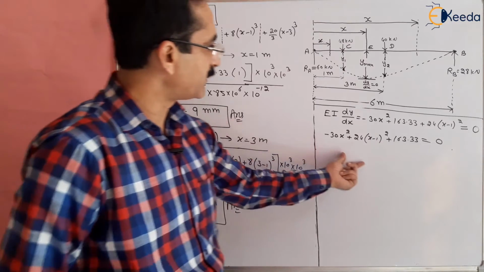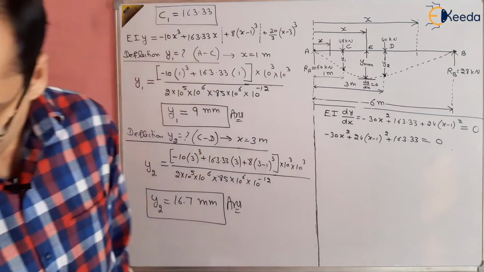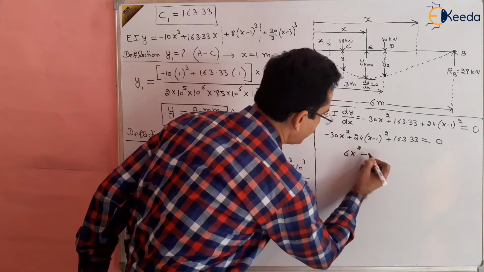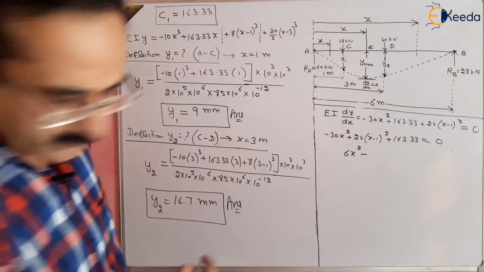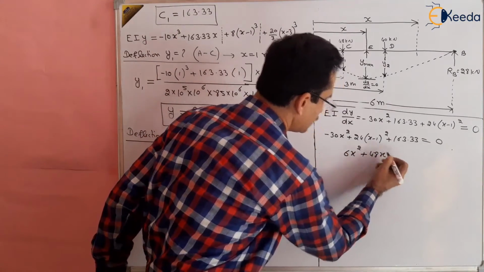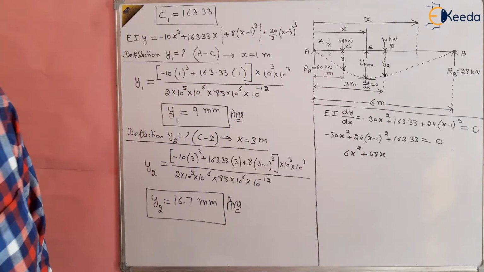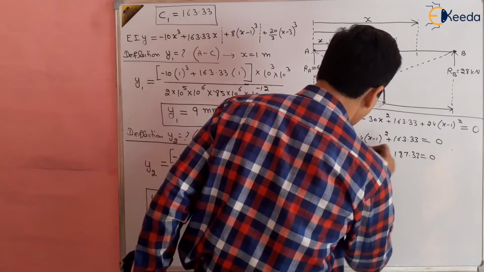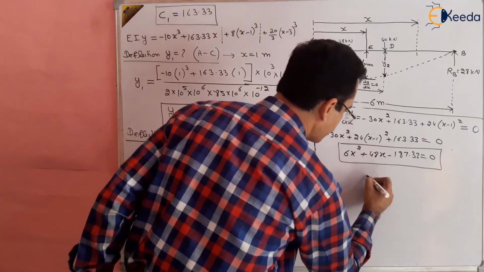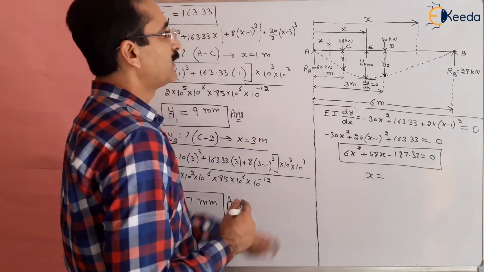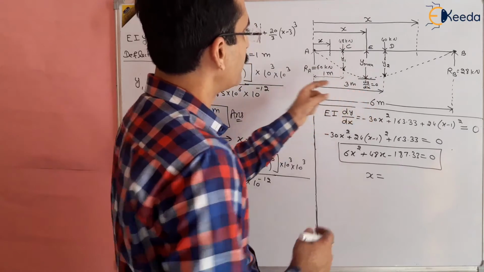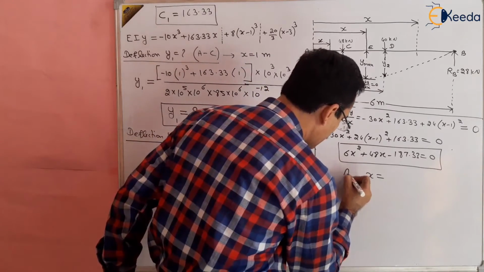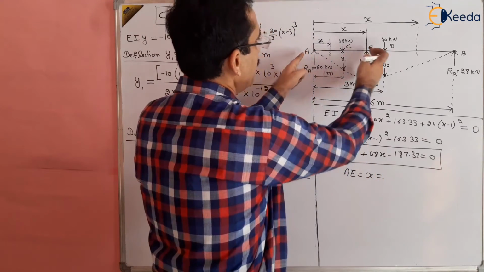It can be somewhat further simplified so that it will be easy for you to solve it. So this is 6x square plus 48x minus 187.33 equal to 0. Now you solve it. It is very easy to solve this quadratic equation to get the value of x. The value of x will give that value where the deflection is maximum, right? That value is taken from A, so x basically gives the value of AE, from A to E.